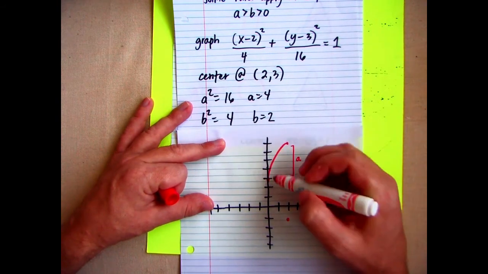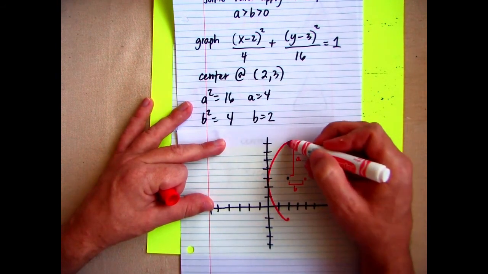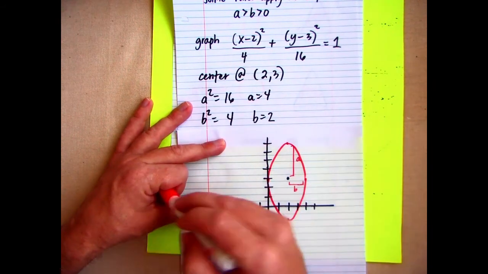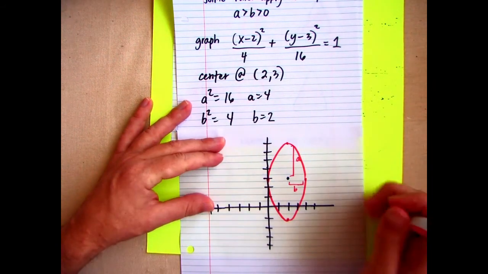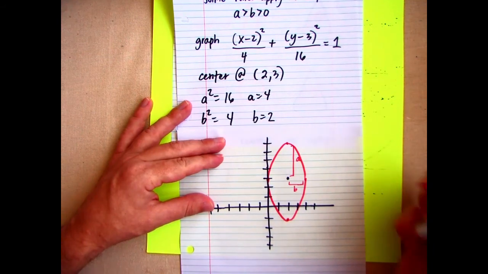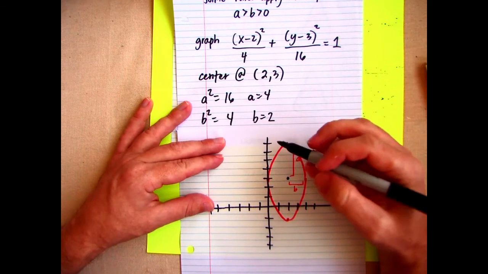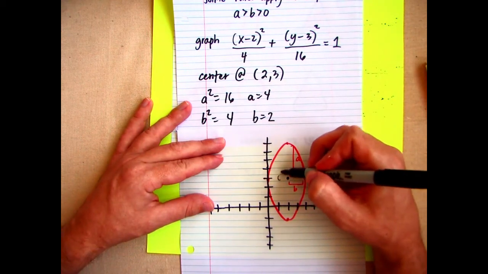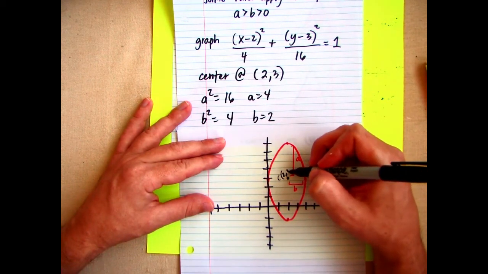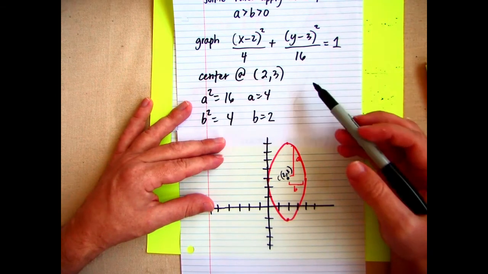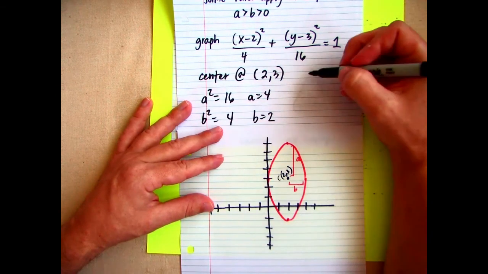And let's try to make our ellipse more oval shaped. I think I saw some guys making it more rigid, like a diamond. It's not a diamond. It has curvature to it. So make your ellipse curved. I'm going to label my center 2, 3.